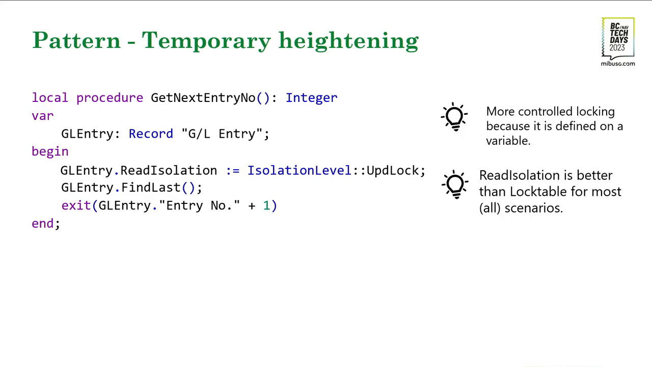So the way we think about read isolation is that it's pretty much better than LockTable for almost all scenarios. There are a few places where we don't really know, because it has always been LockTable, right? So we don't know if changing it here to read isolation update lock will break anything, because someone may have depended on it: when they begin reading, they actually expected to take those locks. Yes. So there's an interesting game there.